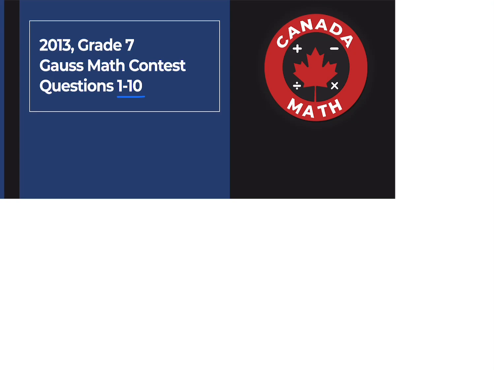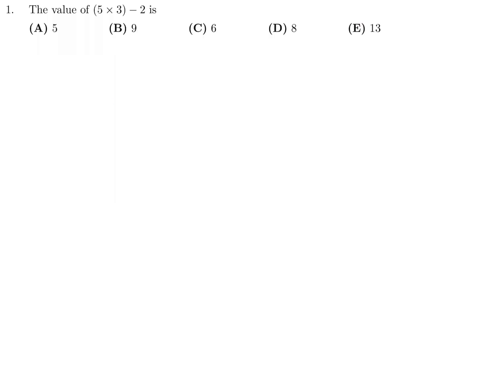Questions 1 through 10 on the 2013 Grade 7 Gauss Math Contest. The value of 5 times 3 minus 2: 5 times 3 is 15, and then 15 minus 2 is 13. So number 1, the answer is E.